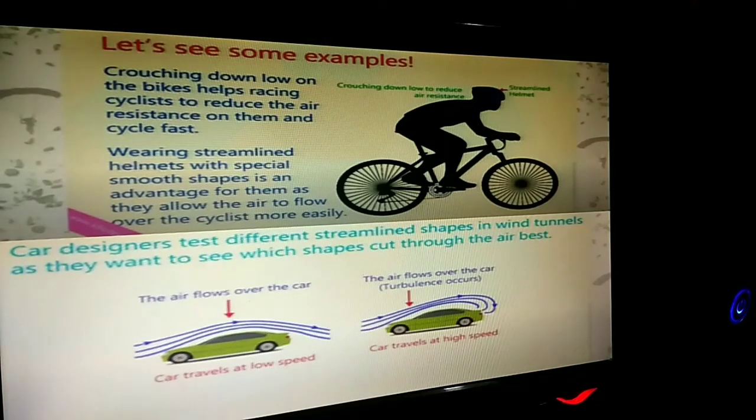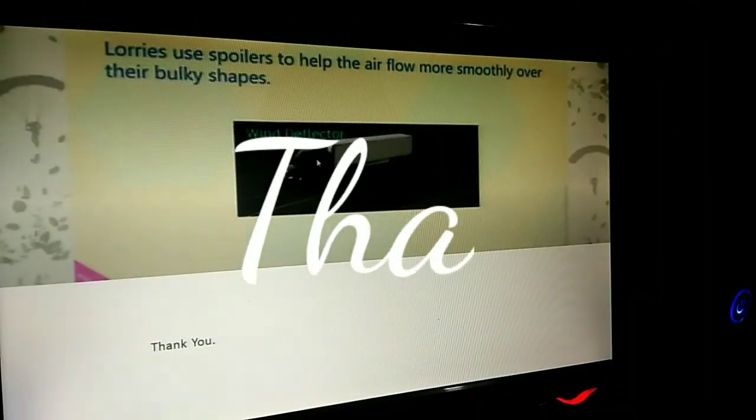Same way, when you are riding a bicycle and the air resistance is more, your body bends below 90 degrees, which is called crouching down. So why are you crouching down? To reduce the air resistance on the body, so that it becomes a streamlined body to cut through the air. The shape deflectors will be given.